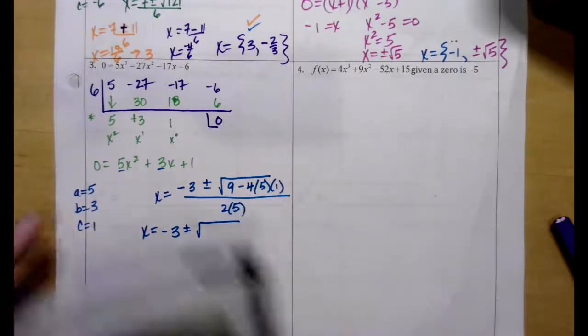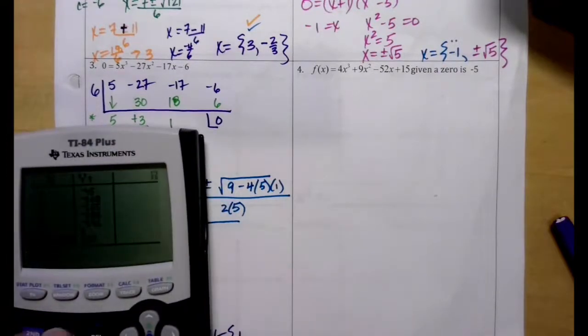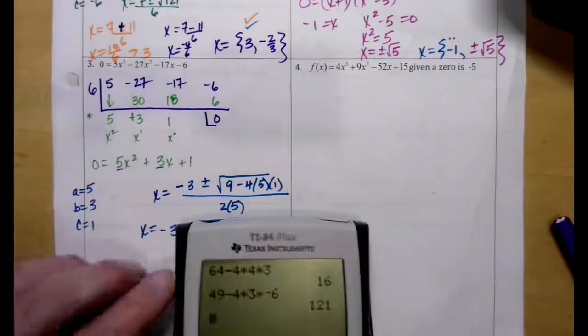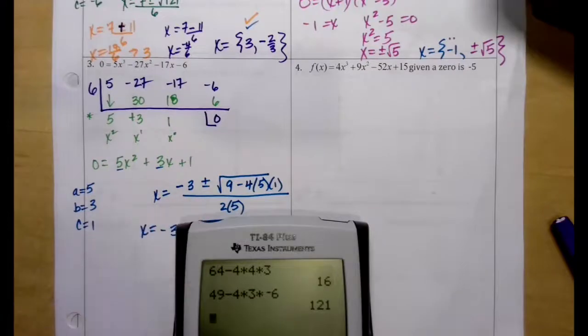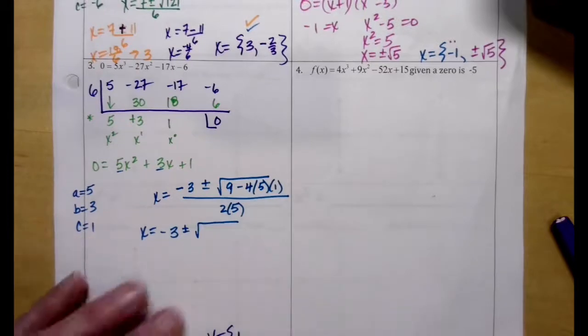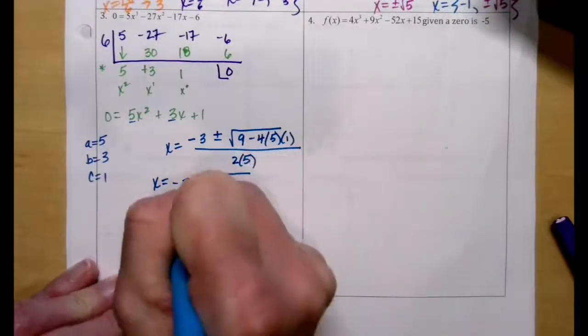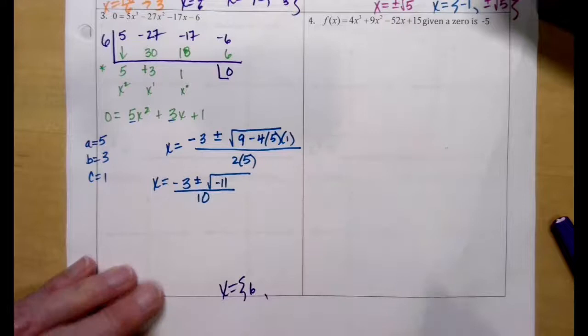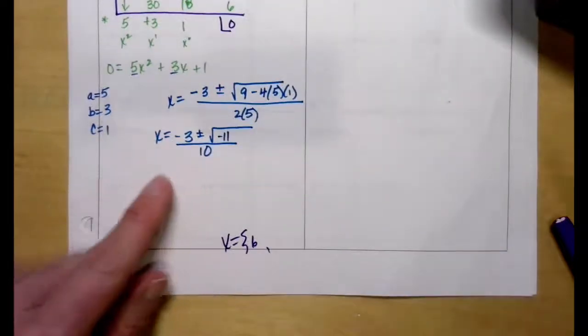Let's go to the calculator and have them do the discriminant for us. So we'll go ahead and say, all right, calculator, what is 9 minus 4 times 5 times 1? Negative 11. I told you it was going to be negative. Over 10. All right, so I don't have any friendly numbers here at all.